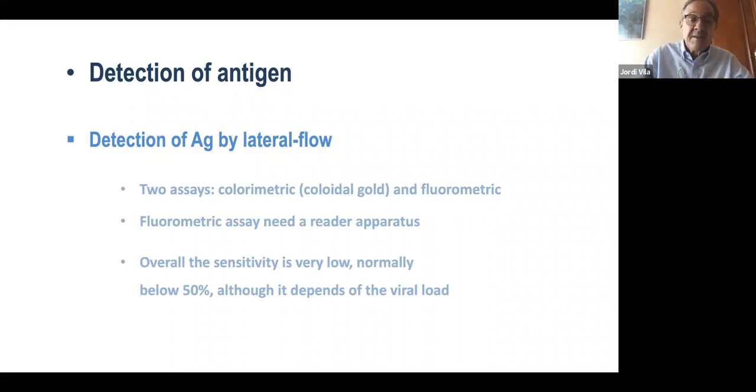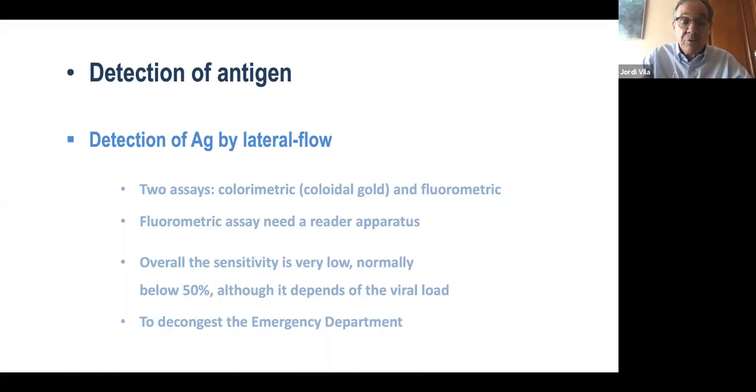In our hands, all the kits that we have tested to detect the presence of the antigen or specific proteins in nasopharyngeal or oropharyngeal swabs have really low sensitivity. It's very poor sensitivity, and of course it depends on the viral load. If you have a higher viral load, 10 to the 8 viruses per microliter, then probably you get a positive result. But in general, for all the kits that we have tested in our lab, the sensitivity is not good enough to implement in an emergency department.